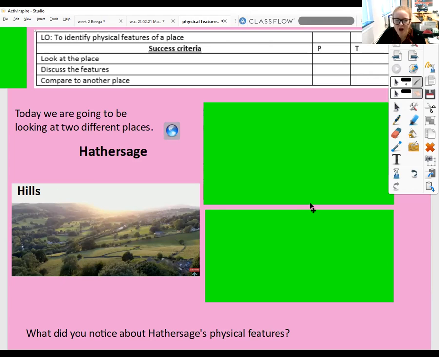What else did we see? What else did we see in Hathersage? What else can you think of? Physical features. What else can you think of?